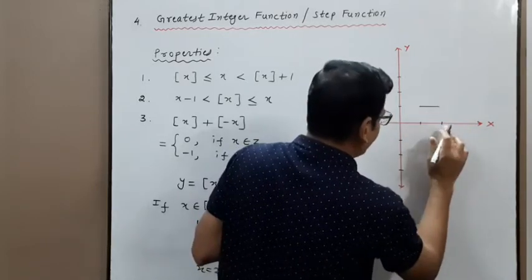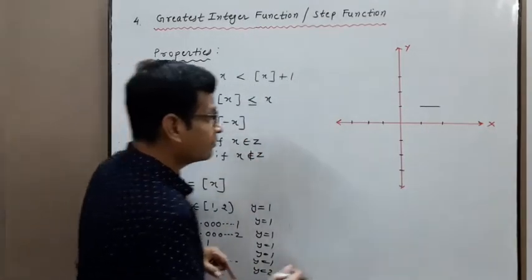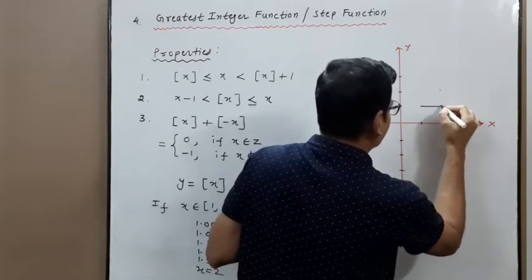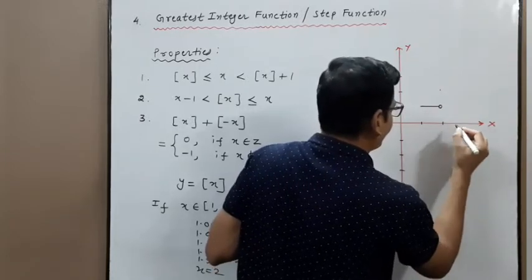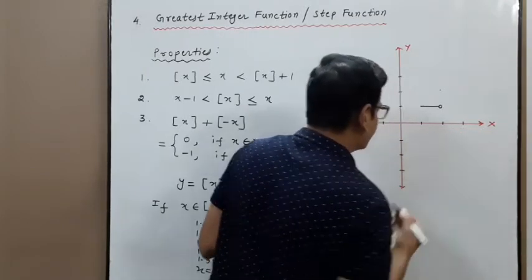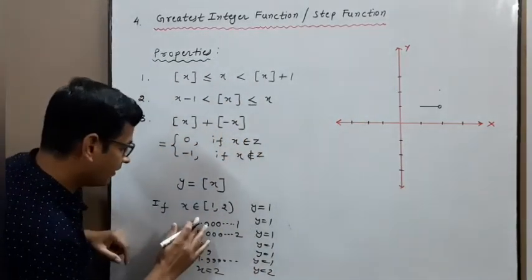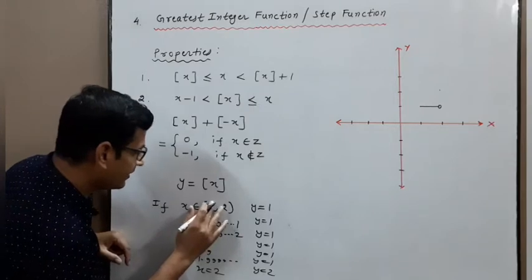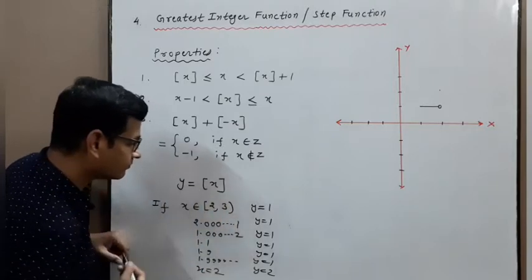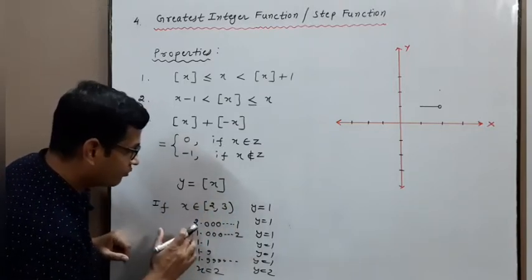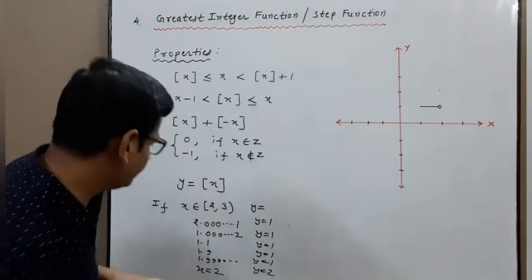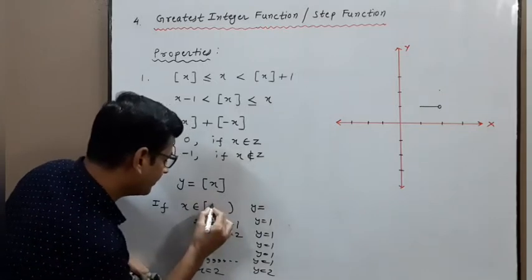But at x equal to 2, we get the value of y is 2. So the next point we get here. So we can't get this point 2 comma 1, so just make a hollow circle. Now take all the numbers between 2 to 3. Now take x belongs to 2 to 3. Okay, sorry, 1 to 2.